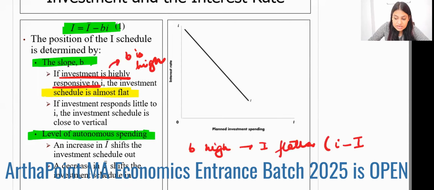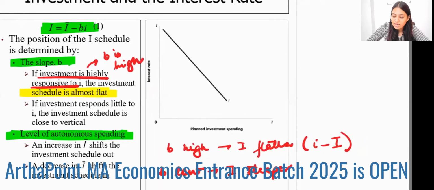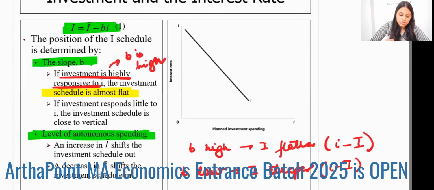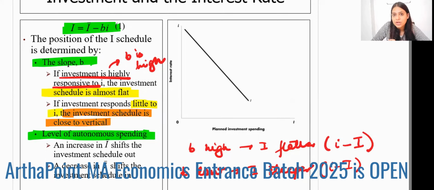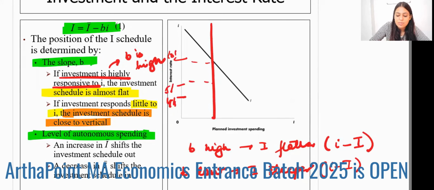In the I space, just remember this. If B is low, then investment is steeper, again in the I space. So if investment is little responsive to interest rate, then investment schedule is closer to being vertical. Imagine if it is completely vertical. Suppose I tell you investment schedule is this, then whether the interest rate is 4%, 5%, 10%, you will do the same amount of investment. You're not at all sensitive to interest rates. So that's the first aspect.